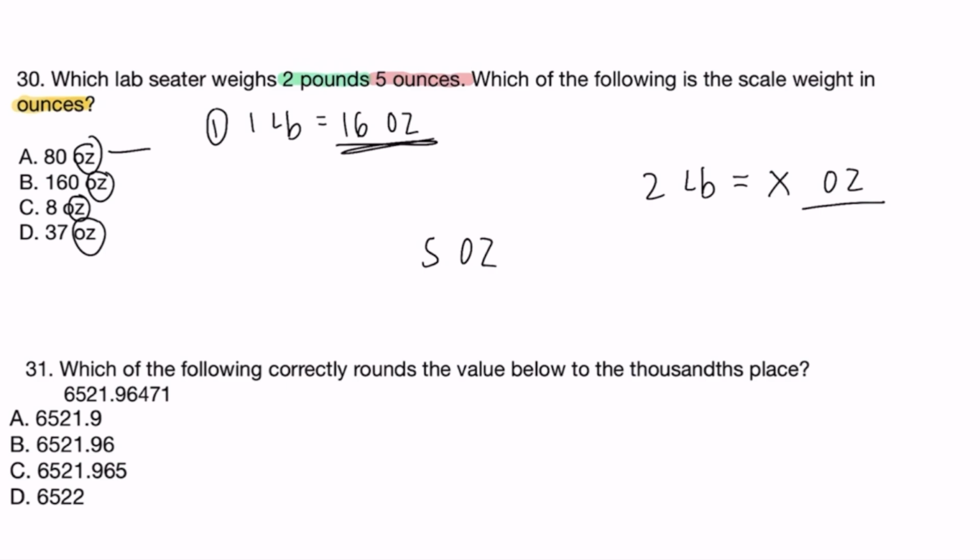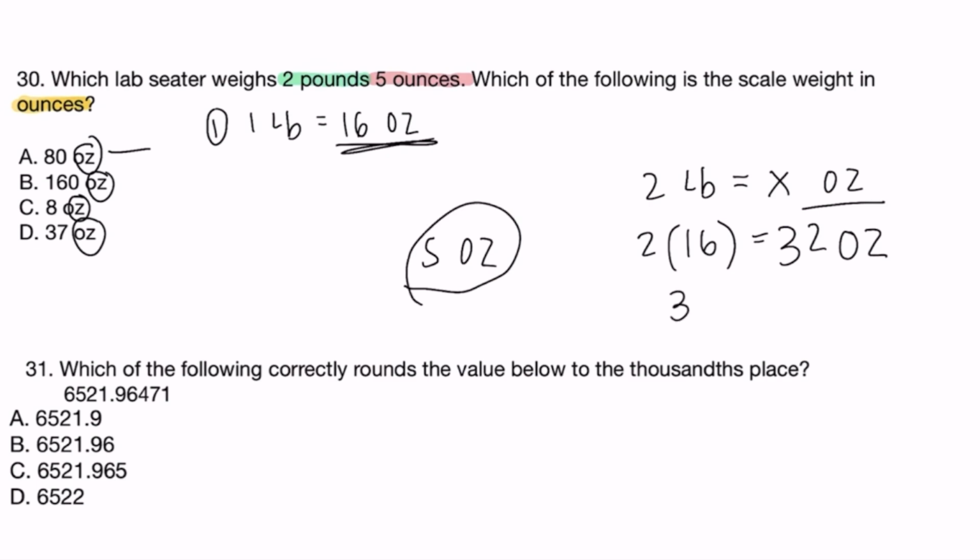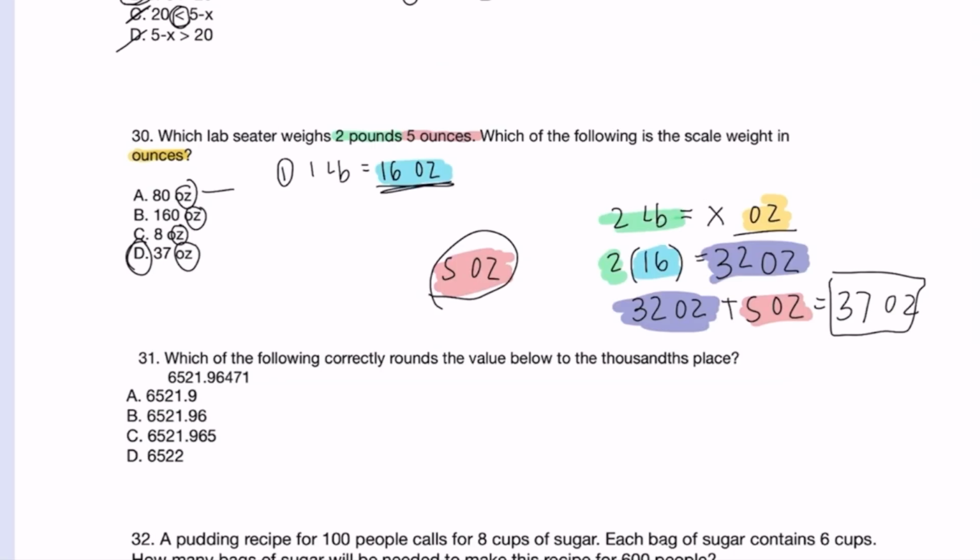So we're going to do 2 pounds times 16 ounces. Since 1 is to 16, we're just going to multiply that by 2, so that's going to equal 32 ounces. Since we already have 5 ounces, we're just going to add that to the 32. So 32 ounces plus 5 ounces equals 37 ounces. D will be our answer. Alright, I tried to color organize everything.